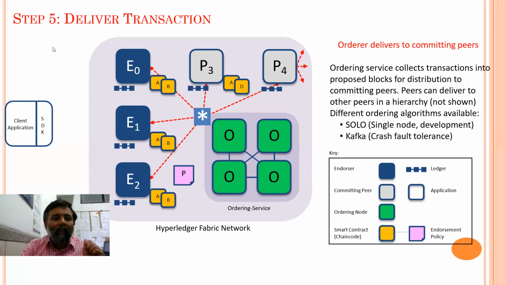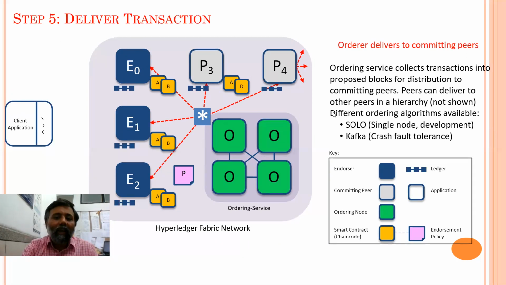So that is the fifth step, that is delivering of the transaction. The ordering service collects transactions into the proposed block for distribution to committing peers. And this endorser will work as a committer as well. So it will be transferred to that. So peers can deliver to other peers in a hierarchy as well.